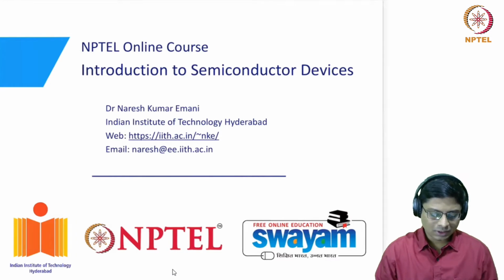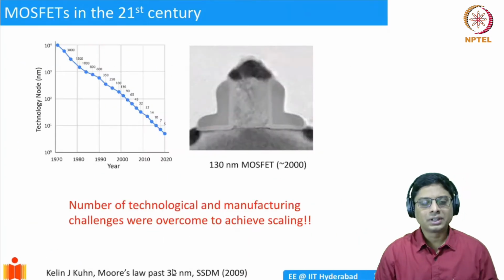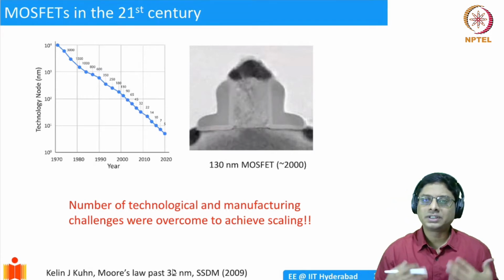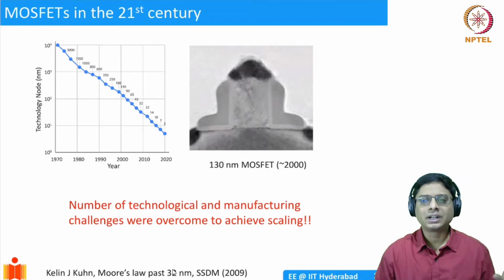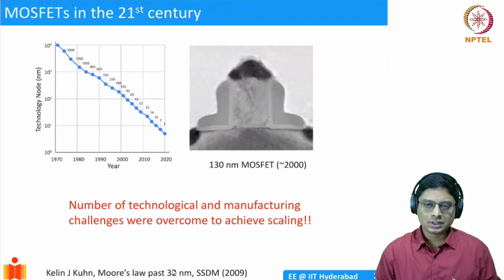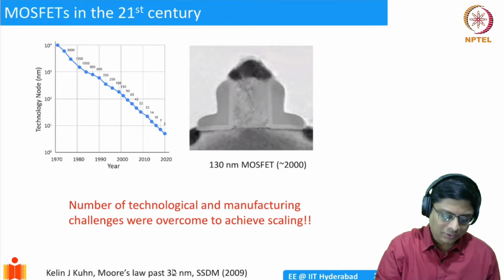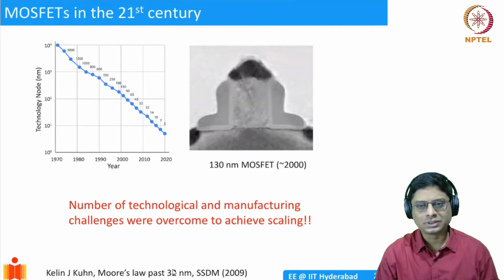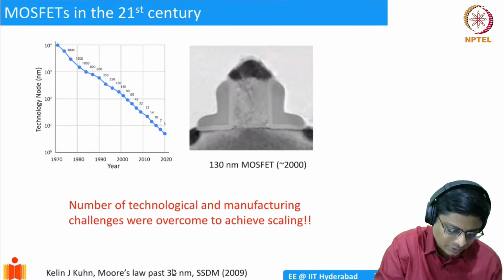So we have seen this graph already. We have seen how the technology nodes have been evolving. And whatever MOSFET theory that we developed, that is primarily applicable to the long channel MOSFET. And we have discussed the short channel corrections in the last lecture. So this is how a MOSFET at the end of this 20th century would look like. 130 nanometers is roughly where in 2000 we were there, right?